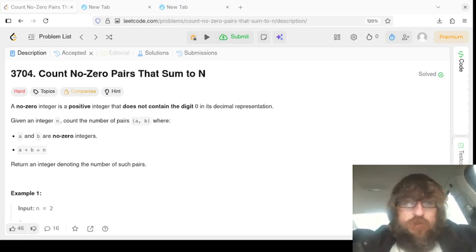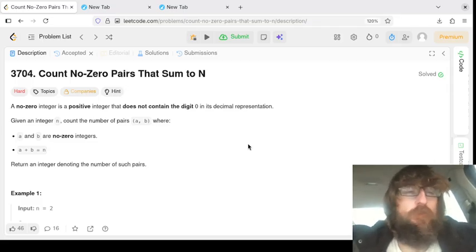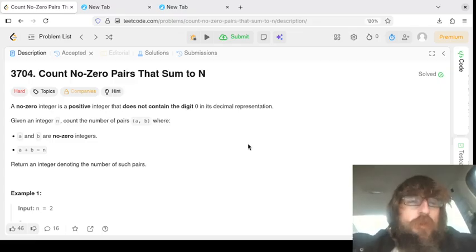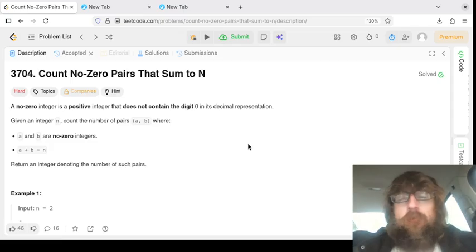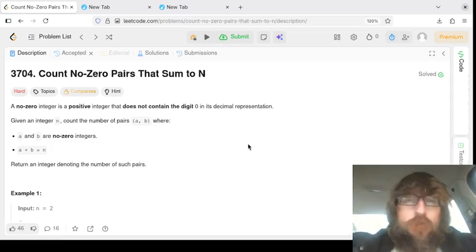All right, so let's talk about this question. It's going to be 3704, Count No Zero Pairs That Sum to N. We'll give it a read, and then I'll talk about my thoughts on the question, the solution I ended up coming up with, and I'll go over the code, do a little bit of code explanation, what I've got.